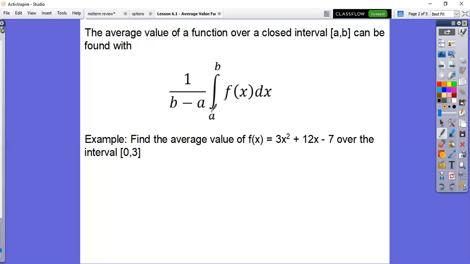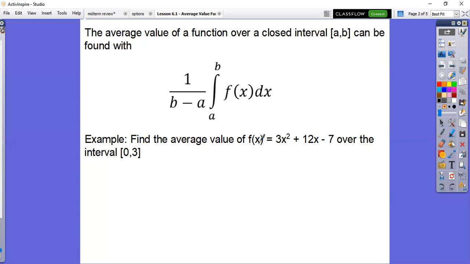Basically, this integral from a to b will give me the total change in the quantity. And then I'm going to divide it by the width of the interval. So I'm going to take the integral divided by the width of the interval, and it should give me the average value over this interval.